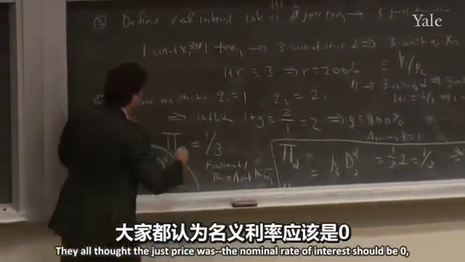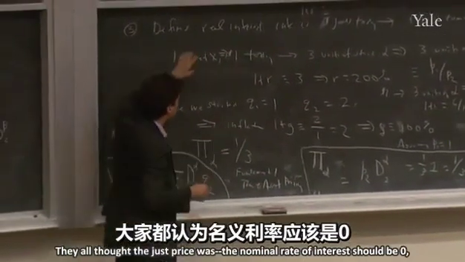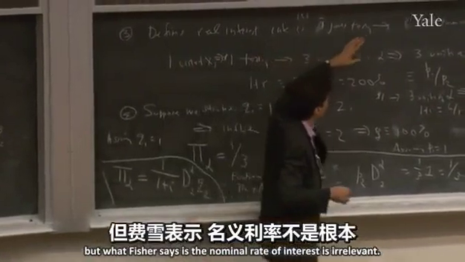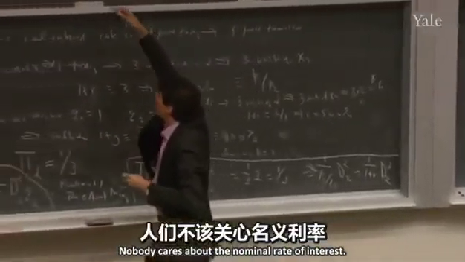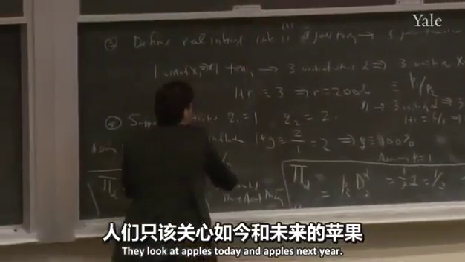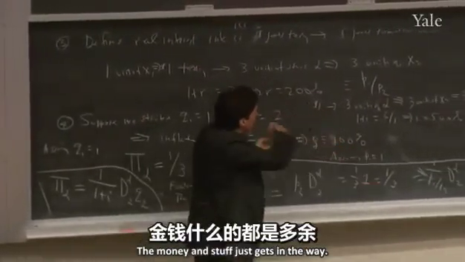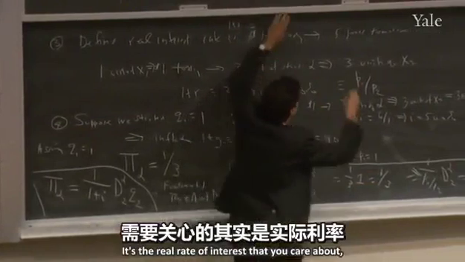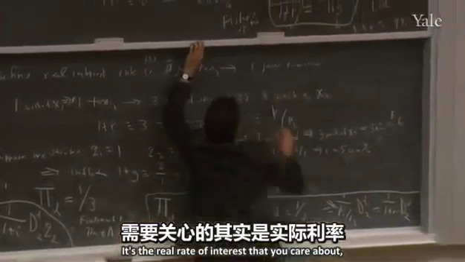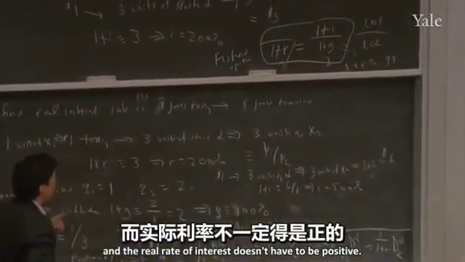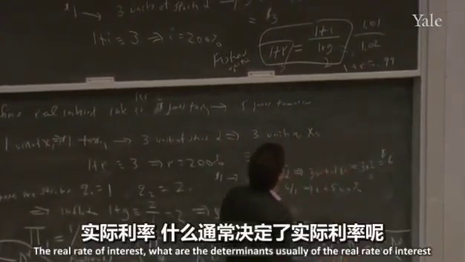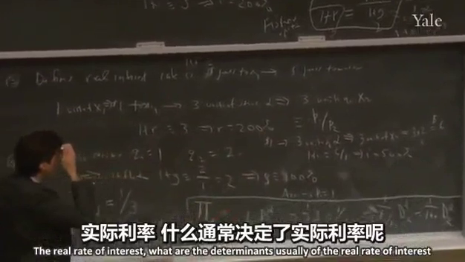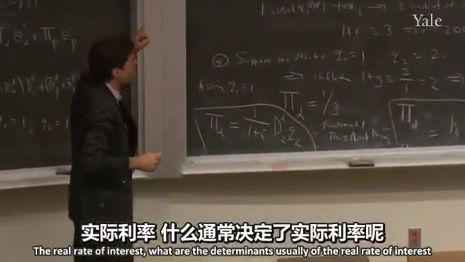They all thought that the just price, the nominal rate of interest, should be 0. But what Fisher says is the nominal rate of interest is irrelevant. Nobody cares about the nominal rate of interest. They look at apples today and apples next year. The money and stuff just gets in the way. It's the real rate of interest that you care about. And the real rate of interest doesn't have to be positive. It could be negative like it is today. But the real rate of interest, he says, is the real rate of interest.